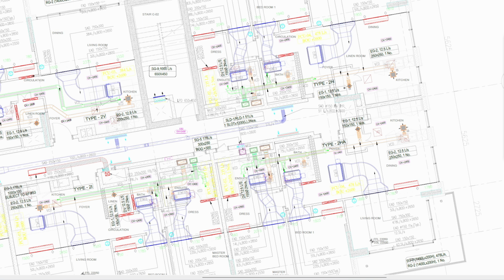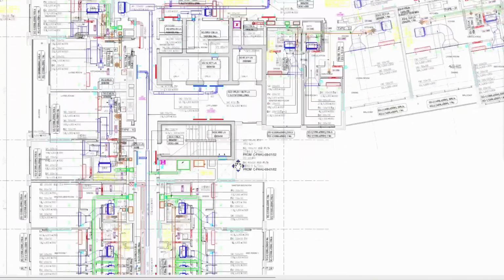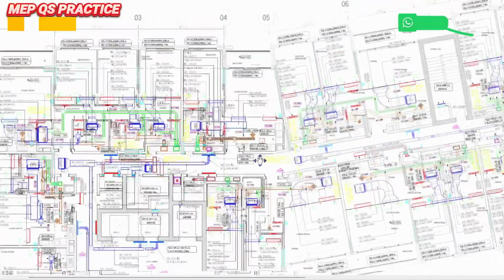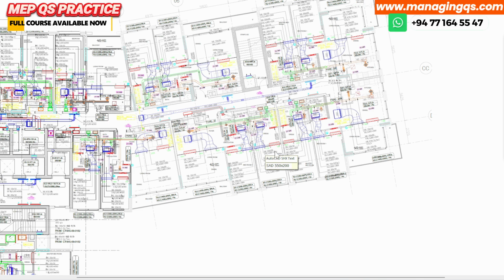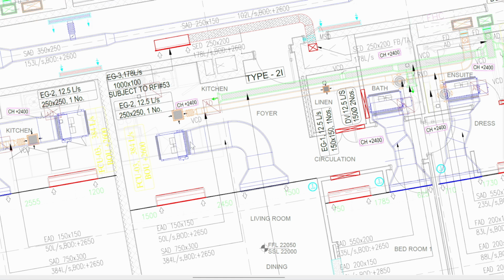This is about HVAC system ductwork. This is the drawing that we use in our courses also. These are the HVAC system high-rise building floor plans. The question is, you can notice during your HVAC system quantity takeoff, there is a small portion.